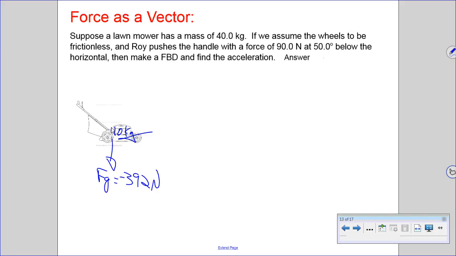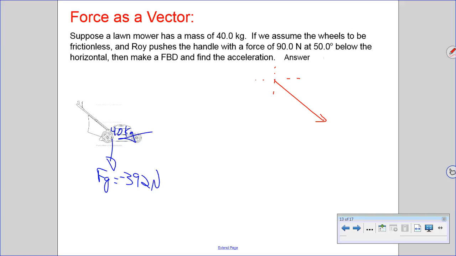All right, so that's always step one, mass and force of gravity. Step two would be any given forces. So if you read through the problem, it says, assume the wheels are frictionless. Roy pushes the handle with a force of 90 newtons at 50 degrees below the horizontal. So his force is going to come at an angle like this. Okay, so let's go over here and draw that.